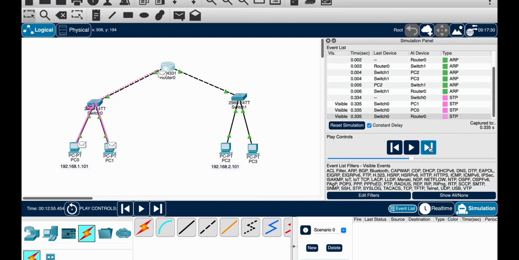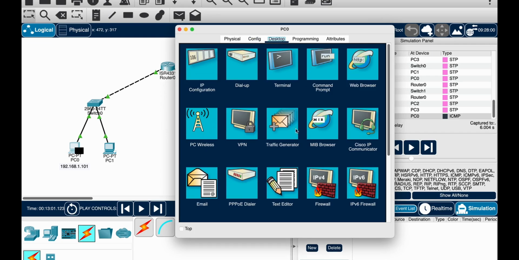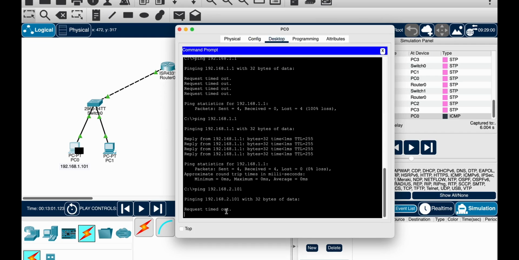So let's wait until these STPs are done. So there you go. A little more of the STPs and some other CDPs and DTPs going on. Let's wait until this is done. So there you go. In the meanwhile, while all of this was happening, PC0 did not get any information out. So it has decided that, well, request timed out. But this was because it was the first time it started the communication establishment.